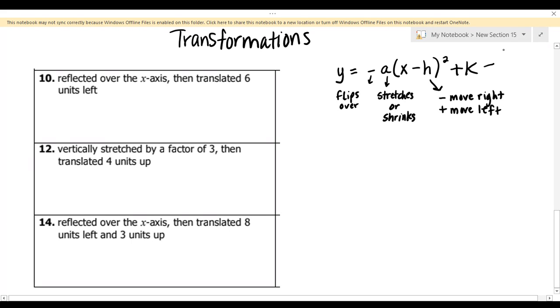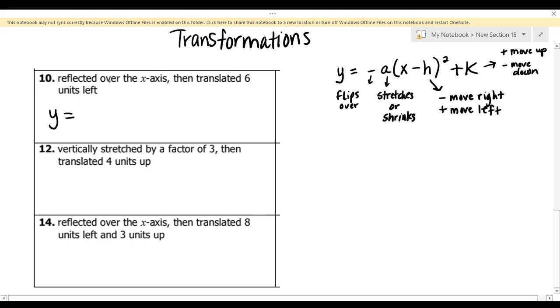And then we have k. If it's a plus k, it's going to move up. And if it's a minus k, it's going to move down. So we're still going to need to reference that to write those equations. So you're always going to start with y equals.